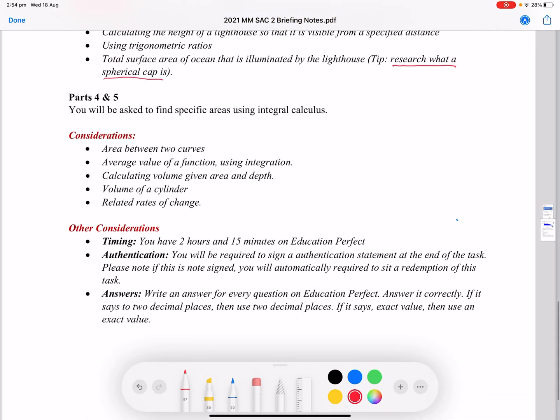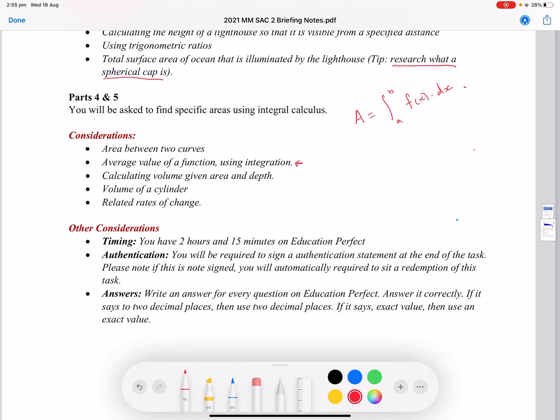Then the last two parts of the SAC are going to be asking you to find specific areas using integral calculus. So you must remember that an area equals, your lower limit, upper limit, the integral of whatever function that you're dealing with. So you're going to have to consider the following. How do you find the area between two curves? What's the average value of a function using integration? So there's a rule for this that you have to get across.